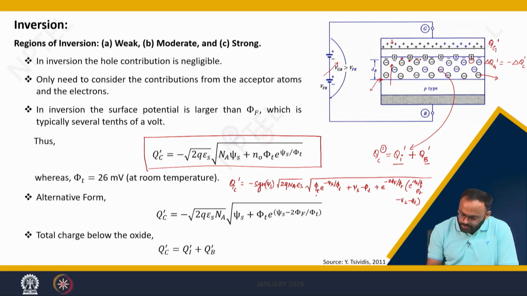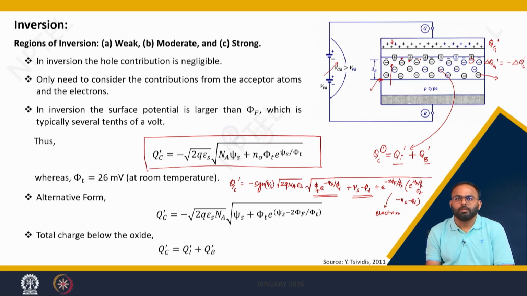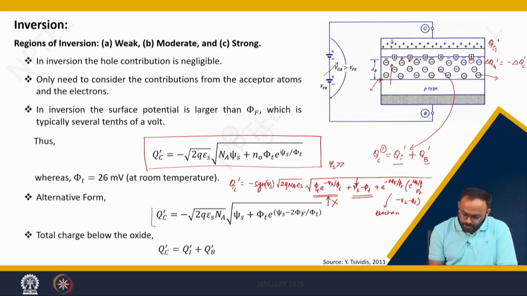We have seen that this term contributes the hole, this term contributes the immobile ion, and this term contributes the electron concentration. We can simply use our common understanding that psi s is positive. If psi s is positive, this term is a decaying exponential, and you can simply ignore that part. So hole contribution can be ignored when we are talking about inversion. Psi s is positive, so you cannot ignore this term. Again, psi s is positive and this is a positive exponent. A positive exponent gives you the larger value, and hence ultimately you will get this expression.